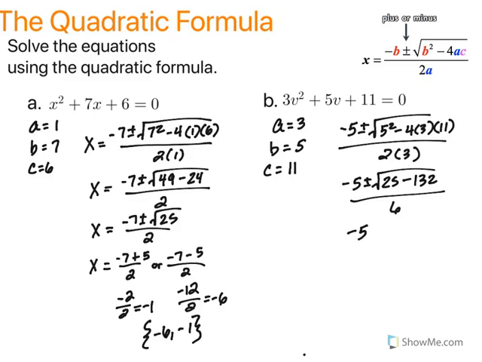Now, when we subtract 25 and 132, we have negative 107. Now, we know that we cannot have a negative underneath the radical sign, and based off of our lesson on the discriminant in the previous video, we know that this problem will have no solution. So we'll write it as no solution.